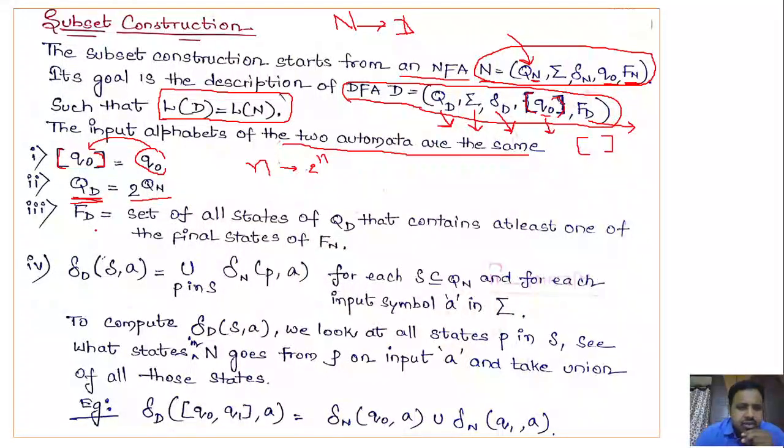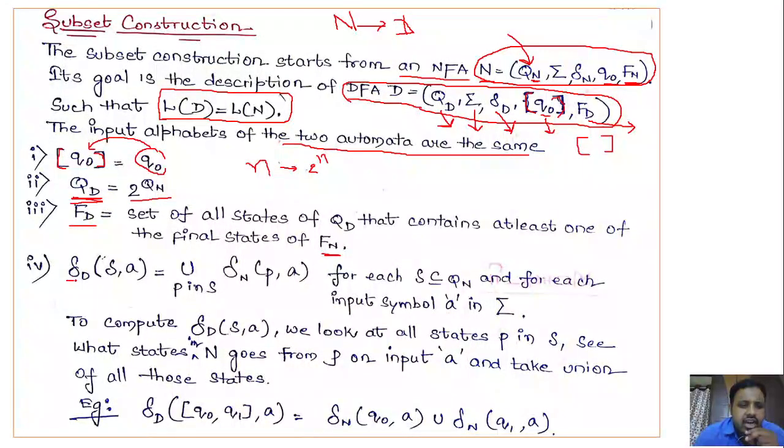Then next, we have FD. FD is nothing but the set of all states of QD that contain at least one of the final states of Fn. So FD indicates the set of final states in the DFA. I will justify this statement with an example. For now, just consider that FD is the set of final states in the DFA.